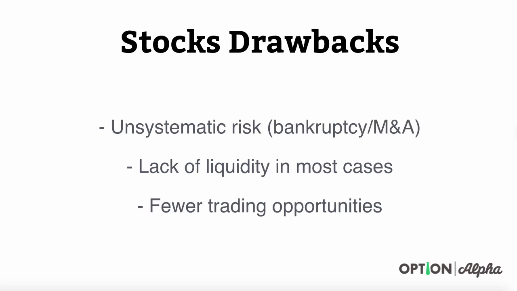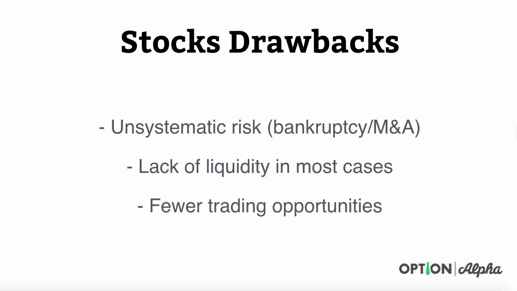Now, obviously, some of the big drawbacks to trading stocks is the unsystematic risk. So that risk of immediate bankruptcy overnight, or a company getting bought out in an M&A deal, something like that might cause the stock to make a huge gap in one direction. Lack of liquidity in most cases is actually a really big problem. So like I said before, there's a lot of companies out there, but they're not all great trading opportunities. In fact, probably less than 1% of the market has enough liquidity that we would even be interested in trading that stock and the options on it.